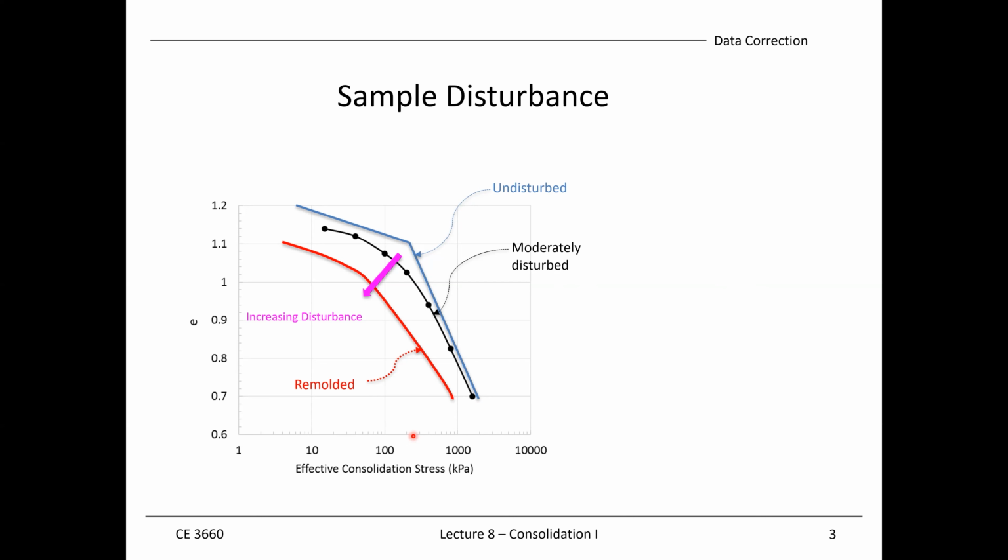Once we try to collect soil samples from the ground, we release all the stresses, and from the transportation from the site back to the lab, there could be loss of moisture and many other things. Man-made activities from the soil collection process will create this disturbance, and the disturbance will reflect in the e-log p curve.